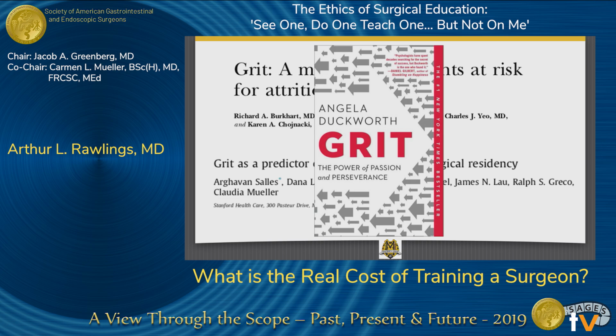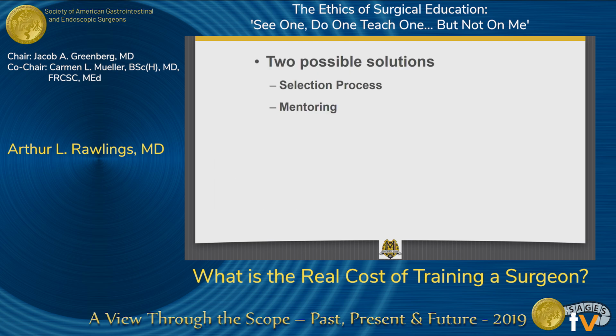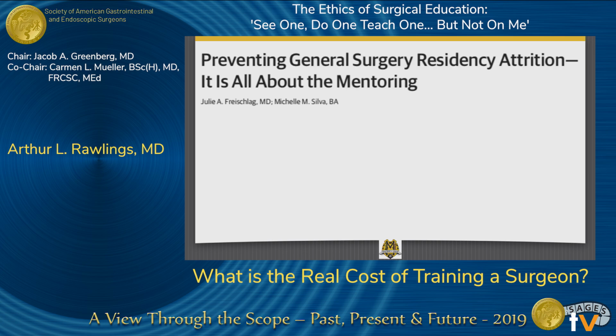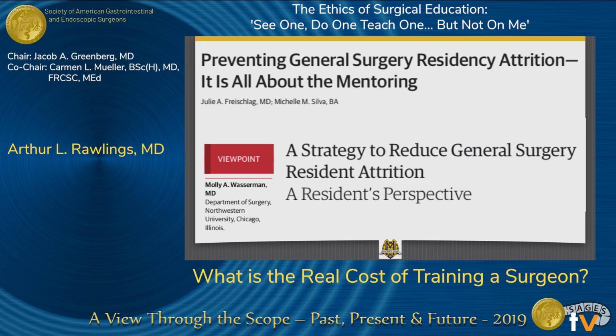It is difficult, it is hard, you need people that are going to go against the flow, and there is science behind selecting people that are better equipped to do that, and I encourage you to check this out. The second solution is mentoring. All of the studies that I showed when it comes to attrition and depression, every single one of them boiled down to this: preventing general surgery residency attrition is all about mentoring. Our own Julie Flashag published that. And then a resident followed up, Molly Wasserman from Northwestern University, with a strategy. And what was that strategy?